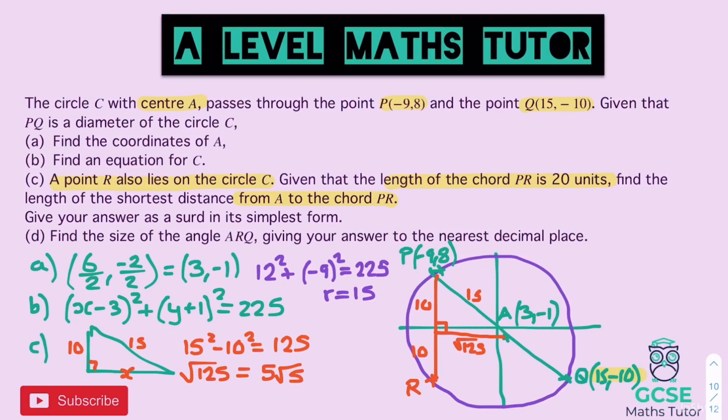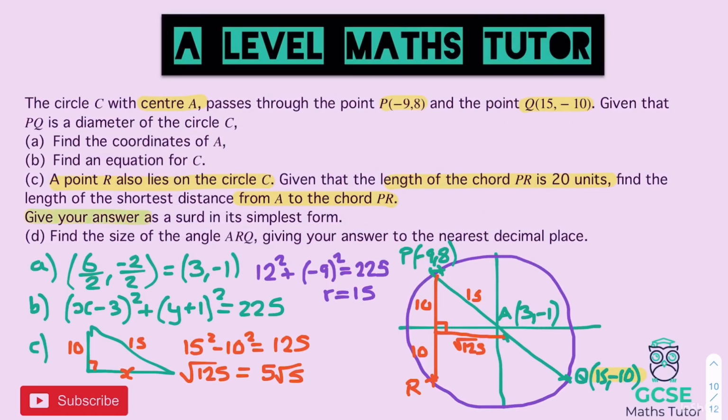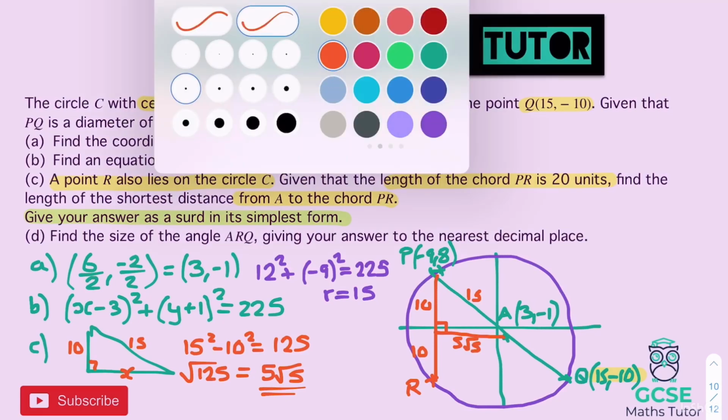There we go. It does say, just here, give your answer in its simplest form. So we do need to simplify that as well. So 5 root 5 is that length there. Let's get rid of that on the diagram because I didn't put 5 root 5 there. Let's just relabel that as 5 root 5. There we go, 5 root 5. So that's part C done.